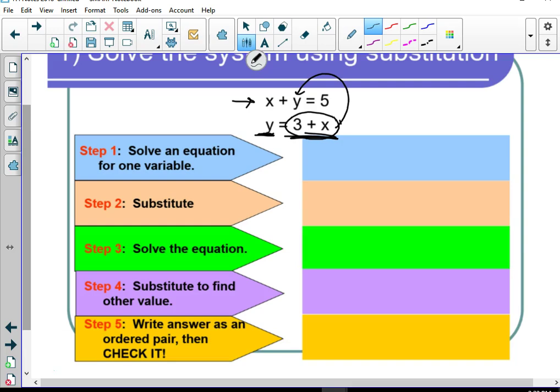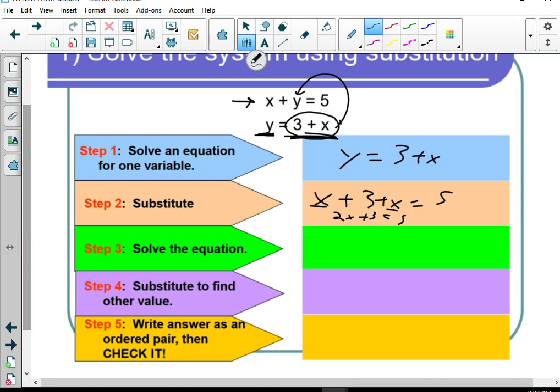Now, once we do that, we already have this. We have y equals 3 plus x. It was already done for us. Right? When we substitute, we're going to have x plus, we're taking the y out and putting 3 plus x in, equal 5. Now, we're going to solve that one. So, x plus x is 2x plus 3 equals 5, right?